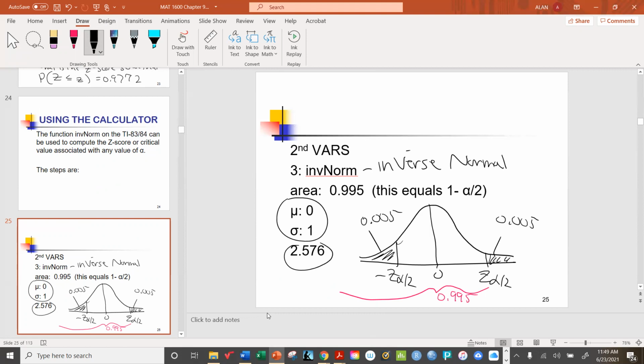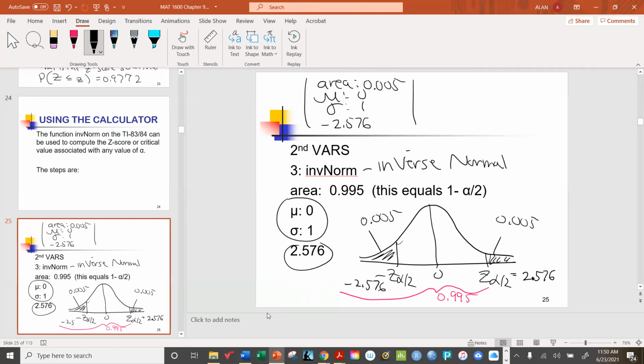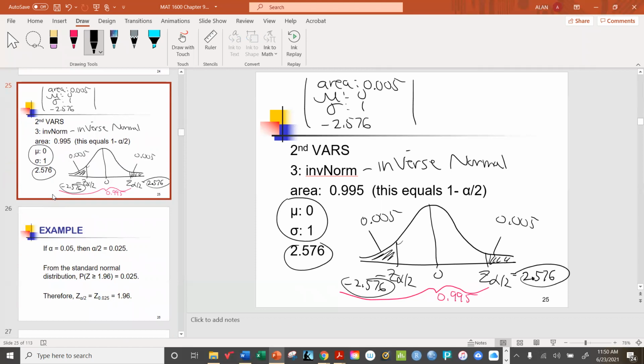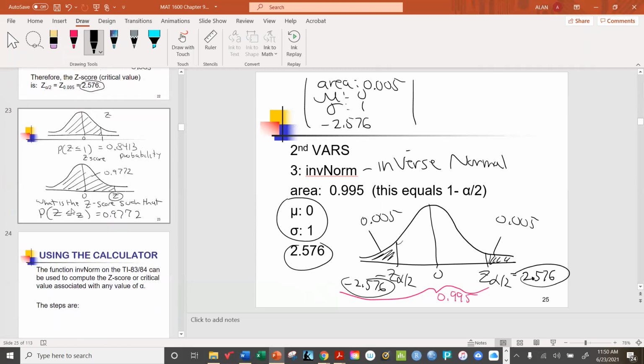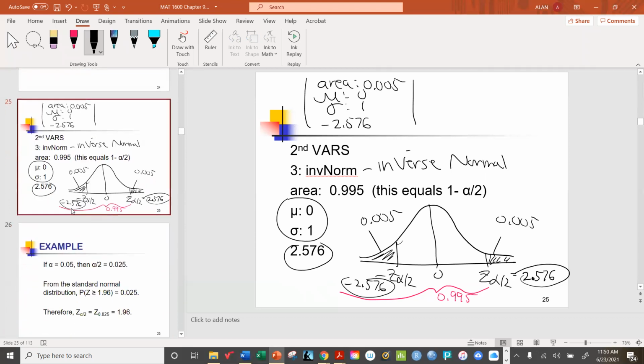And interestingly enough, now if I change that to area 0.005, same mean, same standard deviation, the z-score will be negative 2.576 because of the symmetry of the distribution. So this upper one is 2.576, and this lower one is negative 2.576. And so what that basically means is that the area in the tails is 0.005. These are the corresponding z-scores. All right. That's for a 99% confidence interval. What about the others? What about 95? Let's find out.